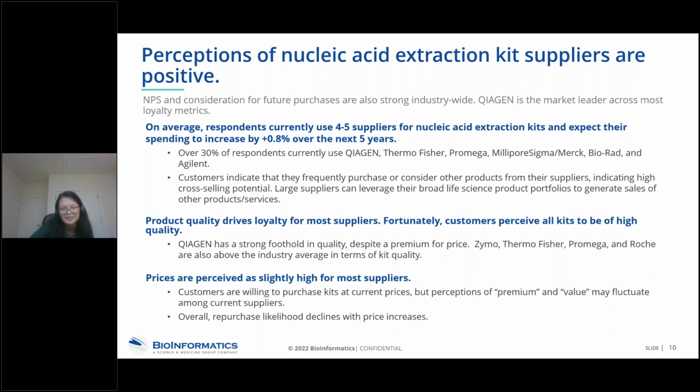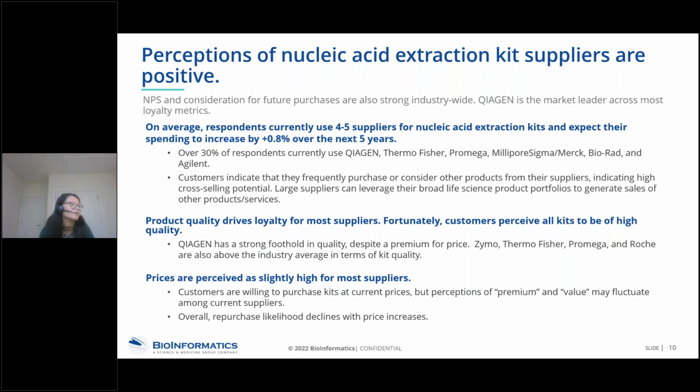So what drives loyalty? Unsurprisingly, product quality is incredibly important. Unfortunately, customers perceive all kits to be high quality, although there are some variations across suppliers. In general, QIAGEN has a strong foothold in quality despite a premium price. Other suppliers such as Zymo, Thermo Fisher, Promega, and Roche are above the industry average in terms of kit quality. But like I said, overall perceptions are neutral or slightly above neutral here.